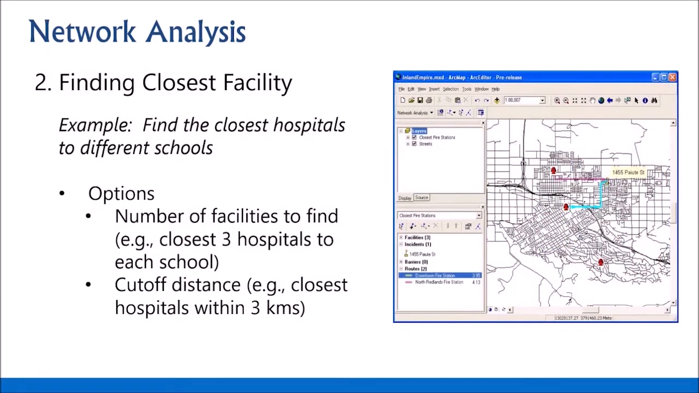Another example is finding the closest facility, or finding the closest hospitals to different schools. And the options are, you can set the number of facilities to find. So for example, the closest 3 hospitals to each school. And you can introduce some cutoff distance, such as the closest hospitals within 3 kilometers.